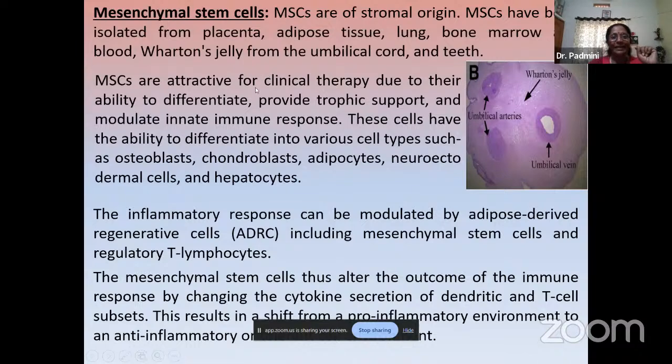These stem cells are attractive for clinical therapy due to their ability to differentiate, provide trophic support, and modulate the innate immune response.